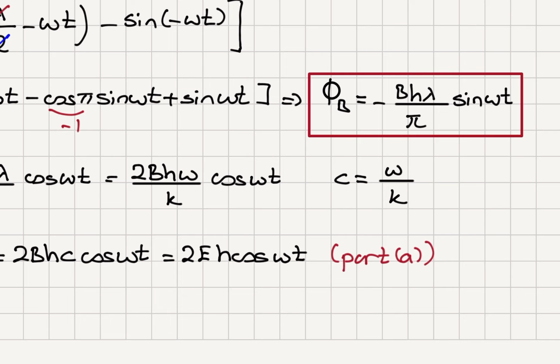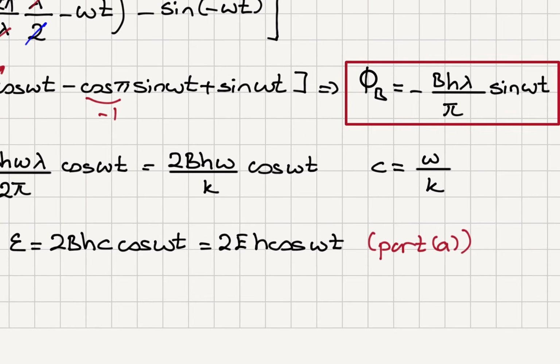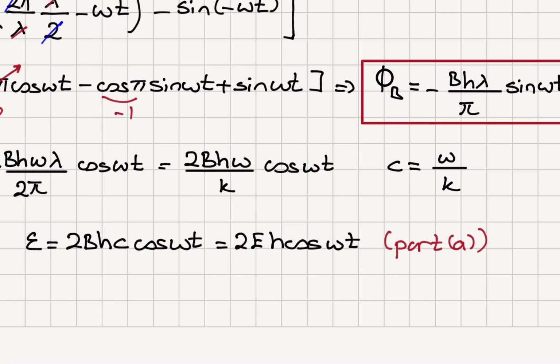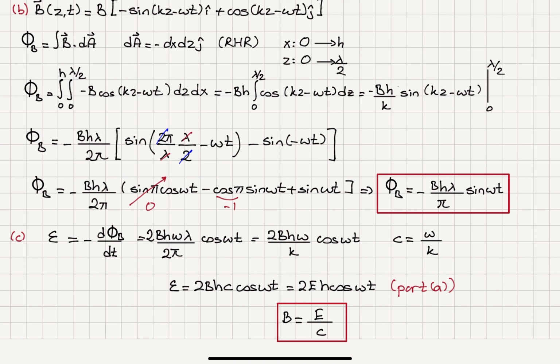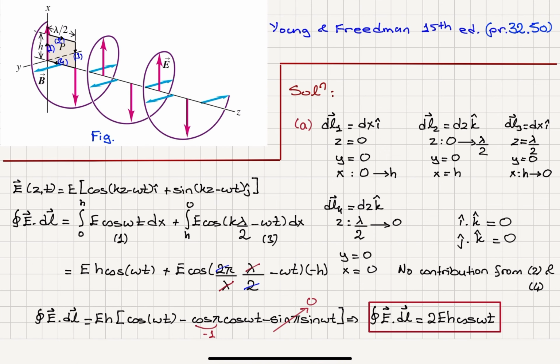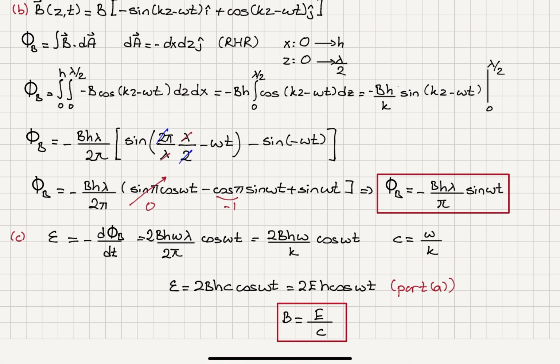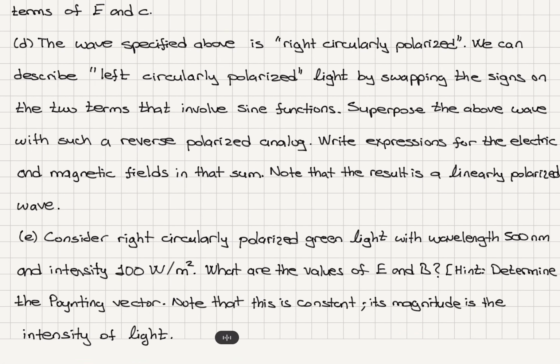I can see that this implies B is equal to E divided by the speed of light, c, as suggested. Okay, so two alternative ways of calculating the EMF, closed path integral E dot dl, and the magnetic flux. From the magnetic flux using Faraday's law, I obtain the relationship between B and E to be B is equal to E over c.